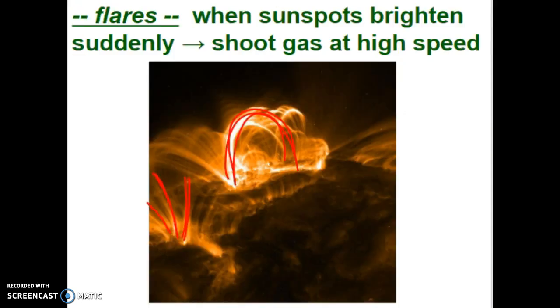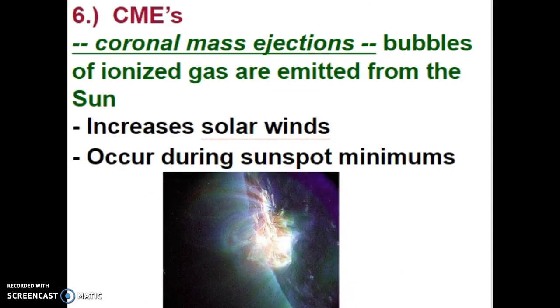Solar flares are another type of phenomenon on the sun. When sunspots brighten suddenly and shoot out gas at a high speed, that's what we call a solar flare. Now, when there's a minimum amount of sunspots, we have what are called coronal mass ejections. This is when the sun bubbles up some ionized gas. These will increase the solar winds, and so CMEs can be dangerous if we didn't have our magnetic field protecting us. And these occur during sunspot minimums.